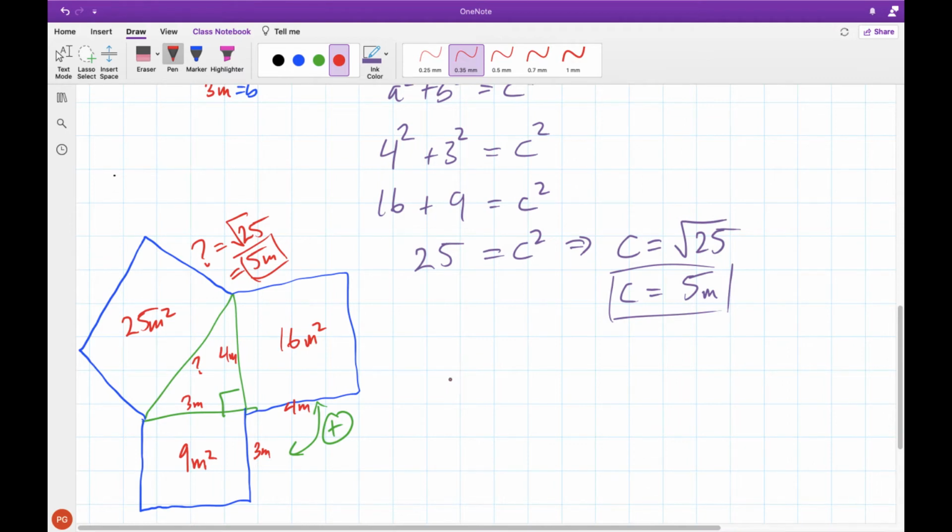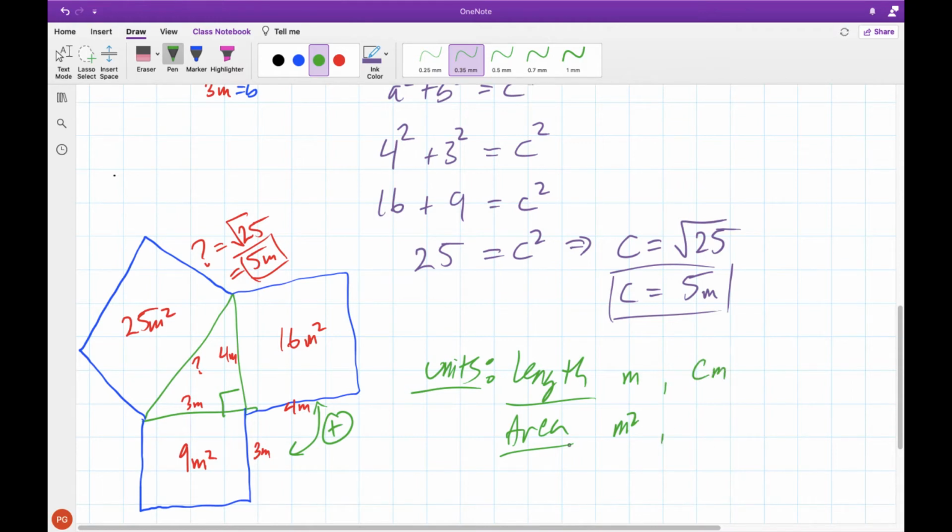One thing to keep in mind here, all of our lengths are in meters, which means all of our areas are in meters squared. So if we have a length in meters, our area would be meters squared. If our length was in centimeters, our area would be centimeters squared. If our length was in feet, our area would be in feet squared.